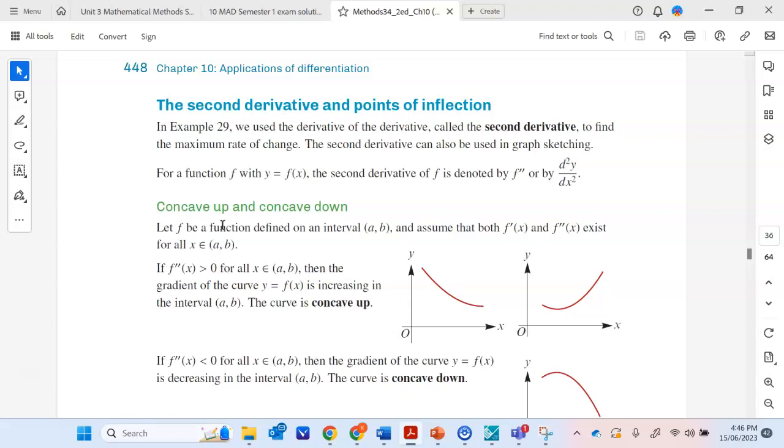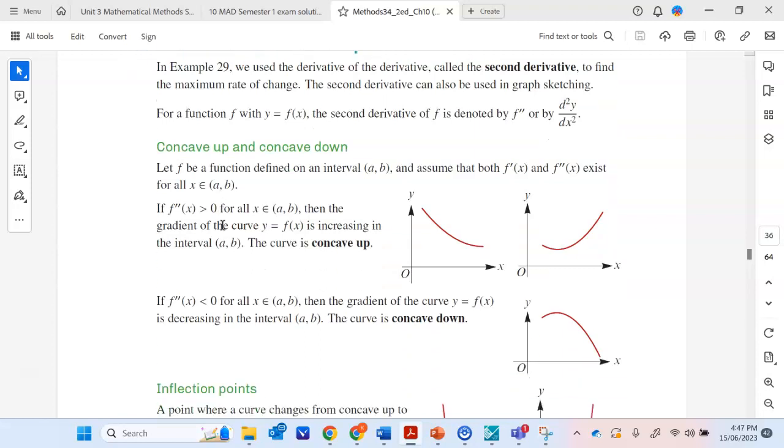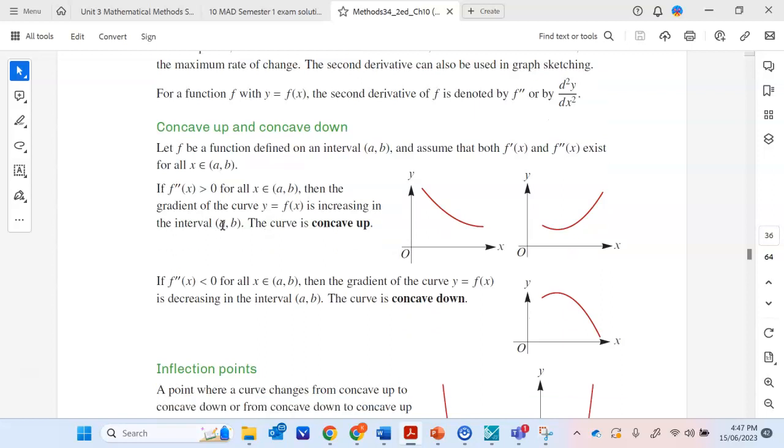So think of it in terms of a bowl. If your bowl is upright, concave up. If your bowl is down, it's concave down. What your second derivative can tell you is a point of inflection. Two things I'm going to show you now with the second derivative are the point of inflection, and also how we can use the second derivative to tell us what type of stationary point it is.